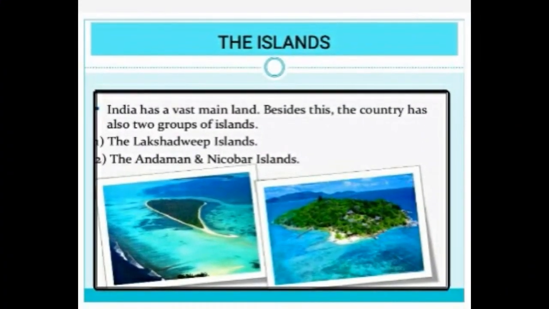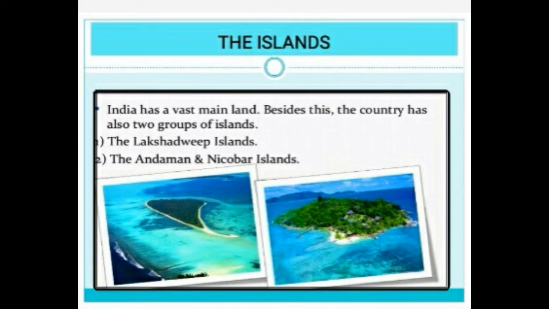So, children, the last topic will be about the island groups in India. So, there are many small islands along the coast, and away from the coast, there are two big island groups, and they are the Andaman and Nicobar Islands and the Lakshadweep Islands. Okay, and first we are going to see about the Lakshadweep Islands.